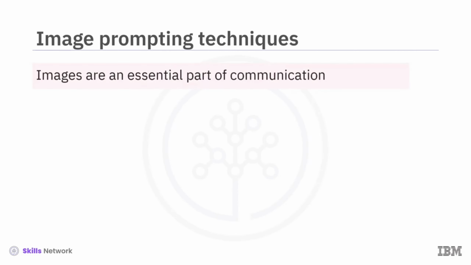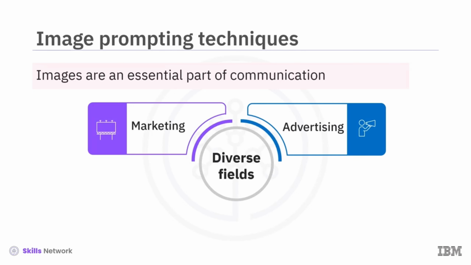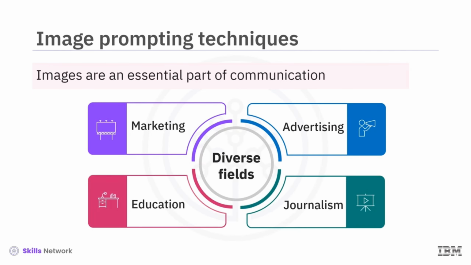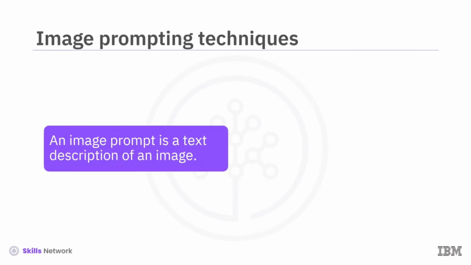Images are an essential part of communication and are used in various fields such as marketing, advertising, education, journalism, and many others. Nonetheless, certain images excel in their ability to convey emotions more effectively than others. An image prompt is a text description of an image that you want to generate. It can be as simple as a single word or phrase, or it can be more detailed, describing the composition, colors, and mood of the image.